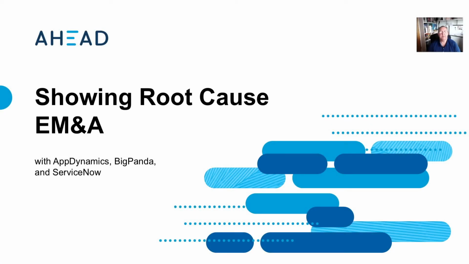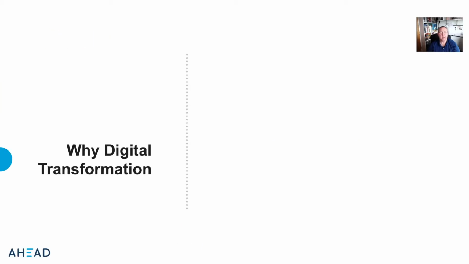Hi there. This is a demonstration of a head's intelligent operations activities and functions, and specifically root cause analysis using AppDynamics, BigPanda, and ServiceNow. Before we get into the demonstration, just a little bit of context.